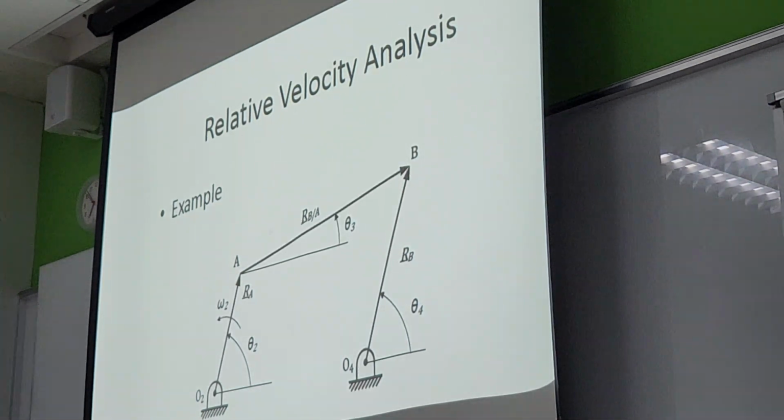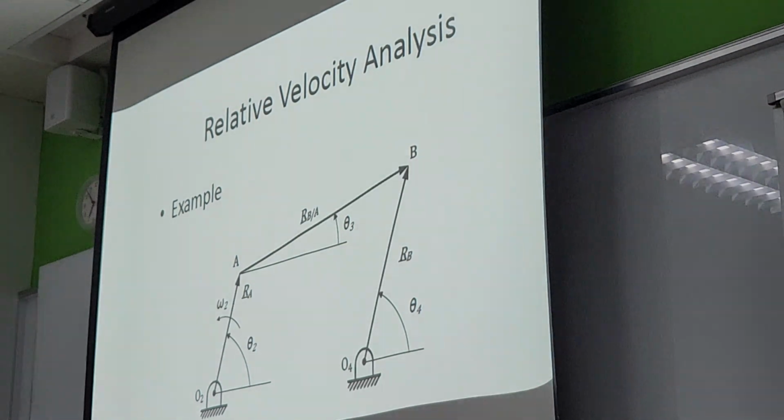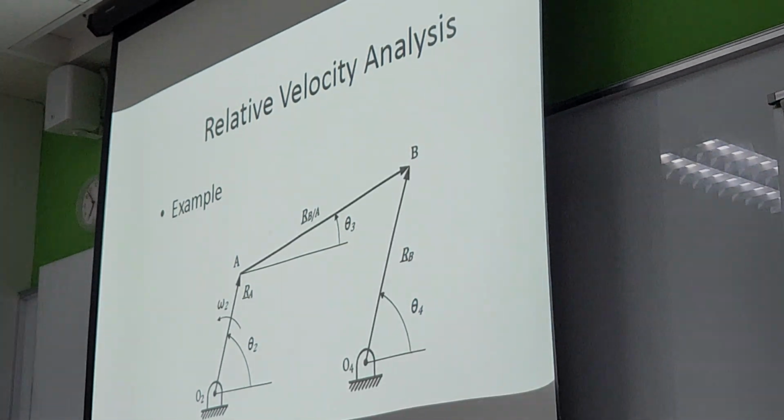So this is the position of B from A, and this is a vector. R A bar is a vector, R B bar is the position of B.